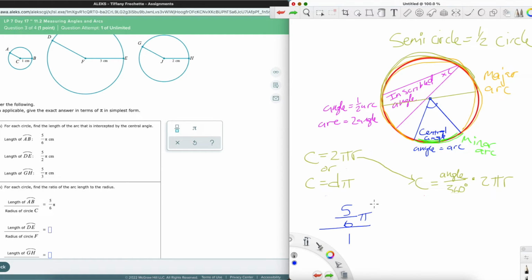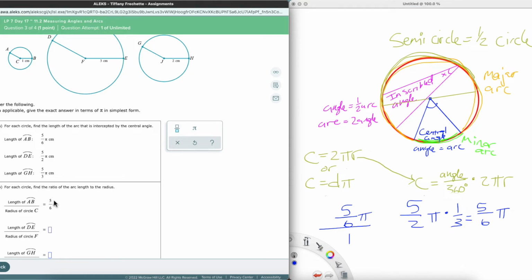All right, the next one, if I have DE, so I have 5 over 2 pi, and I divide that by the radius of circle F. Remember, I can't actually divide a fraction by a number. I actually multiply by its reciprocal, like this. So I end up with 5 over 6 pi. Oh my goodness, I ended up with the same thing I did on the last one, didn't I? So I can just copy and paste that there.